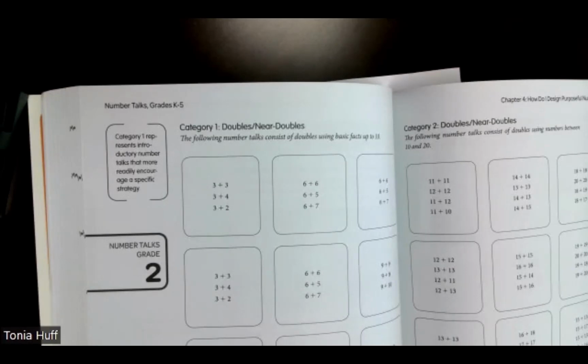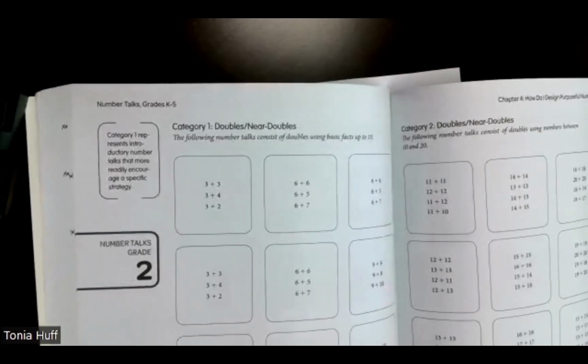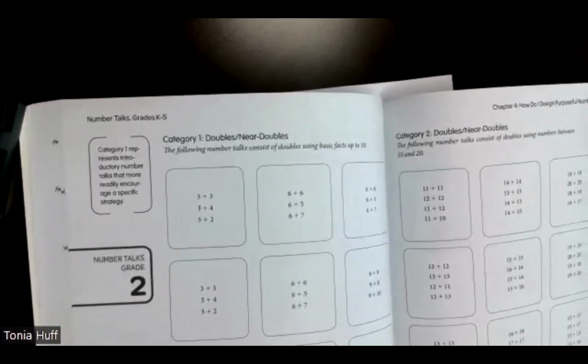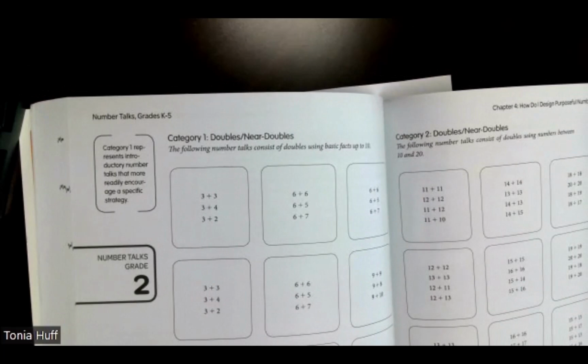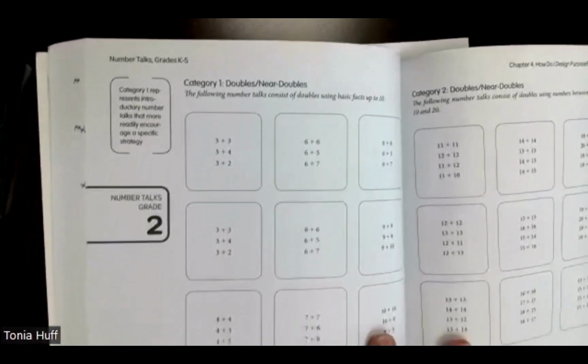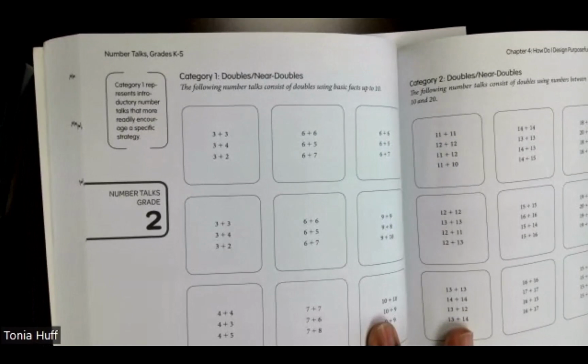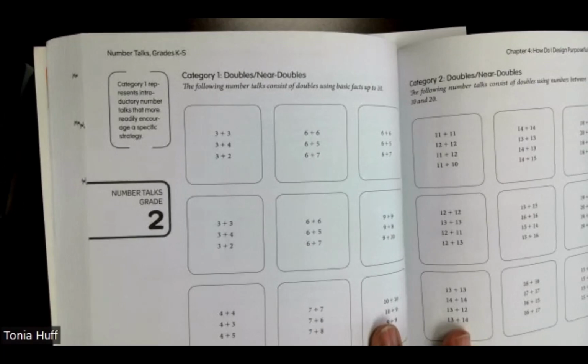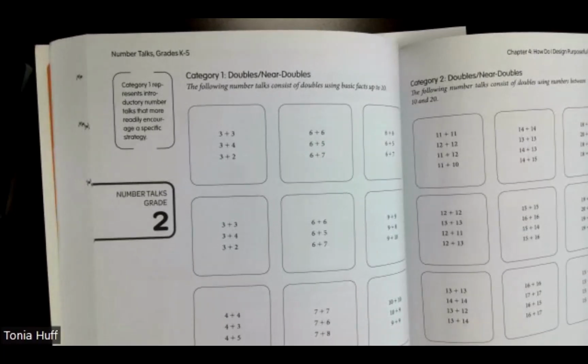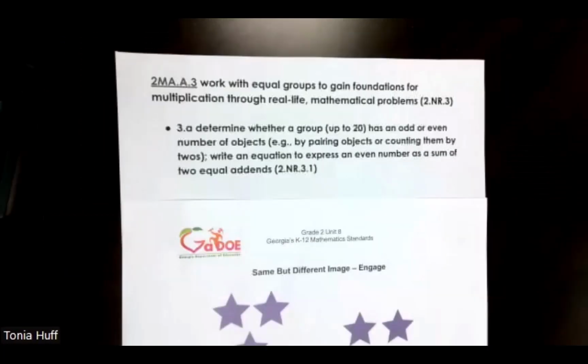This routine can be a short introduction to your math block or an activating strategy. Category 2 of your doubles number talks is going to have doubles between 10 and 20, while category 3 contains larger numbers. For the purposes of our work with odd and even numbers in second grade, category 1 is an appropriate level to use in order to reinforce this particular concept.